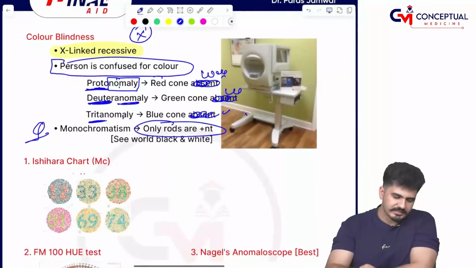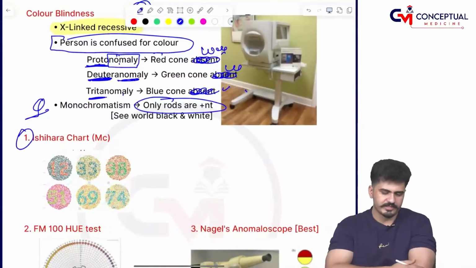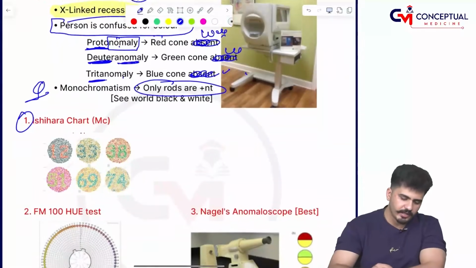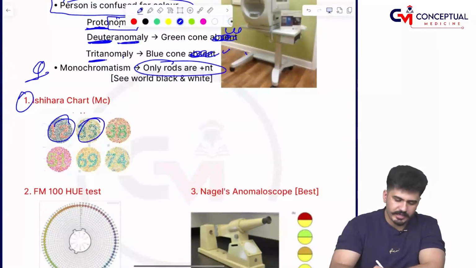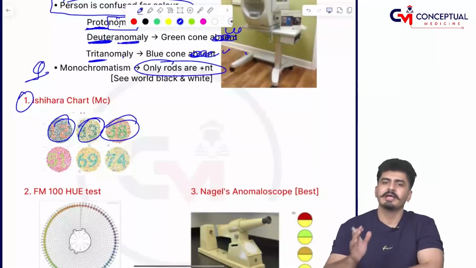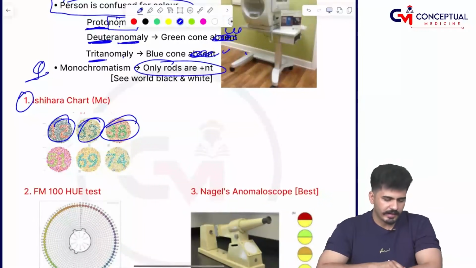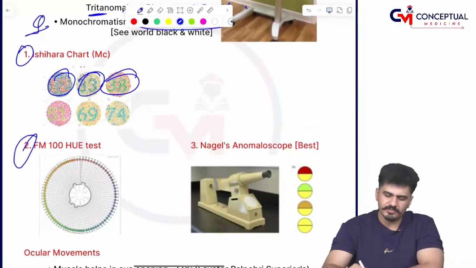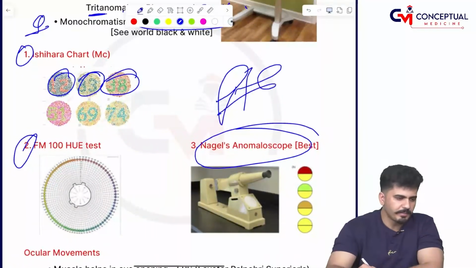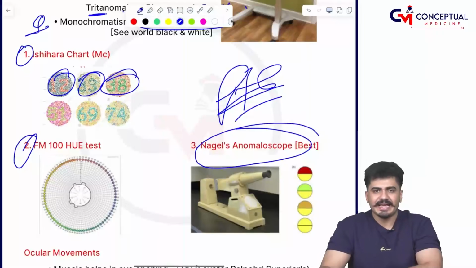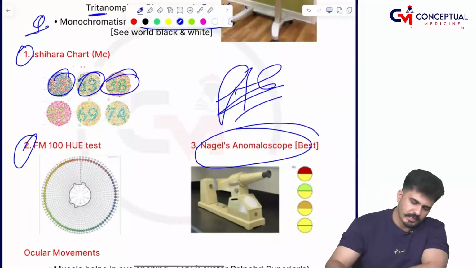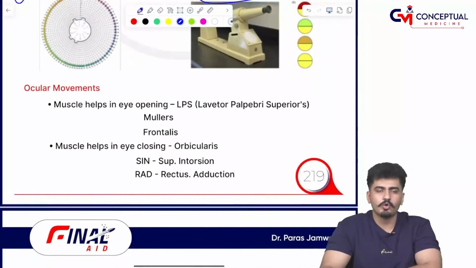Now coming to color blindness checking, the investigations are the Ishihara chart. The most common one is the Ishihara chart. You can see different numbers in this. If you are not able to see them, that means we have color blindness. Another test, which is the best test and was asked in the previous exam, is Nagel's anomaloscope. Nagel's anomaloscope.